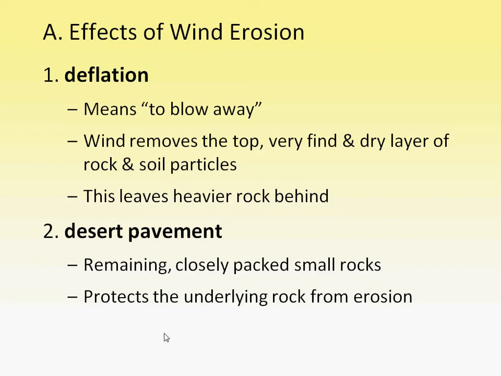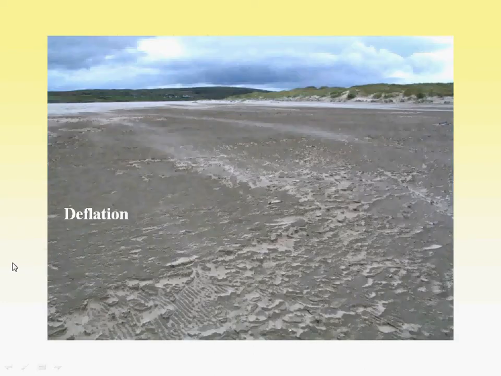Here is deflation. Right? What you have in this picture, basically all of the sand or soil or whatever is gone from here now. Here's the other thing that I want to point out to you. Deflation is an action. Desert pavement is a noun. Right? The act of deflation, all that soil and sand is gone. What's left is the object, desert pavement.